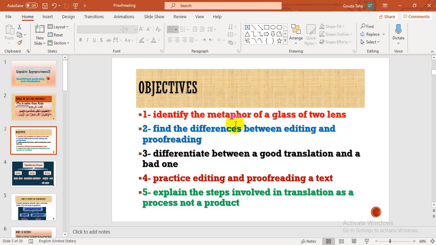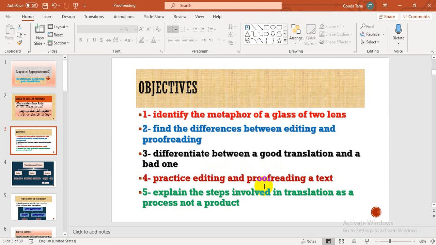And then we need to find out the differences between two main processes. The first is editing and proofreading. What do you mean by a translator must edit, 2, proofread his text. And 3, we need to find out the differences between a good translation and not a good one. And we need to know how to practice editing and proofreading any text. What should I keep in mind while doing this process? And what should I do while proofreading my text?